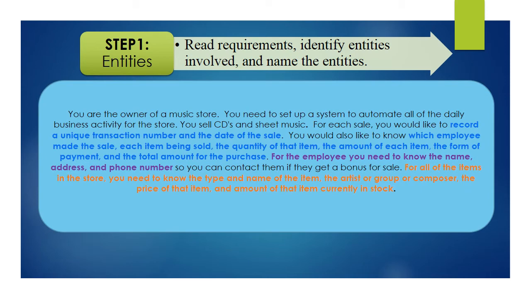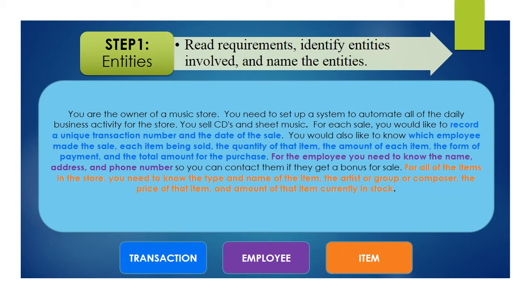In this scenario, the first 3 sentences give an overview of the database. The next 3 sentences highlighted in blue refer to transactions. The information highlighted in purple refers to the employee, and the information in orange is about items in the CD store. I have my 3 entities: transaction, employee, and item. That completes step 1. Let's see what needs to happen next.